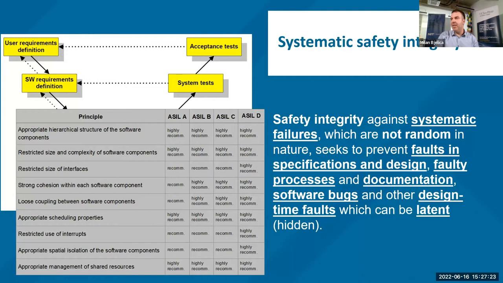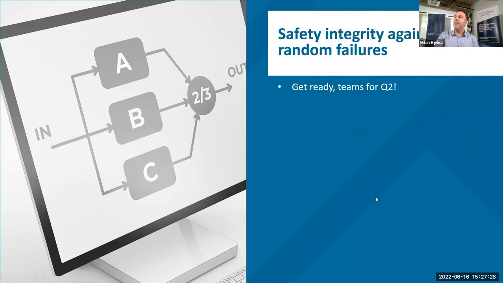Now let's see the safety integrity against random failures. So now this is another part. So we'll again use some polls. Let's see now the question Q2. For first, we are going to start from the one question that is both for hardware and mechanical. So this is here just for the red team.